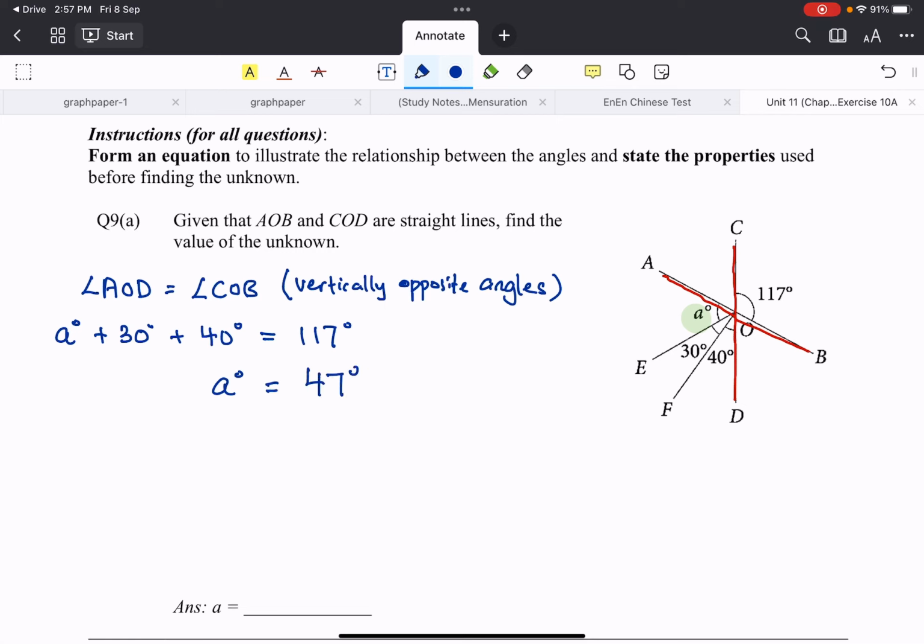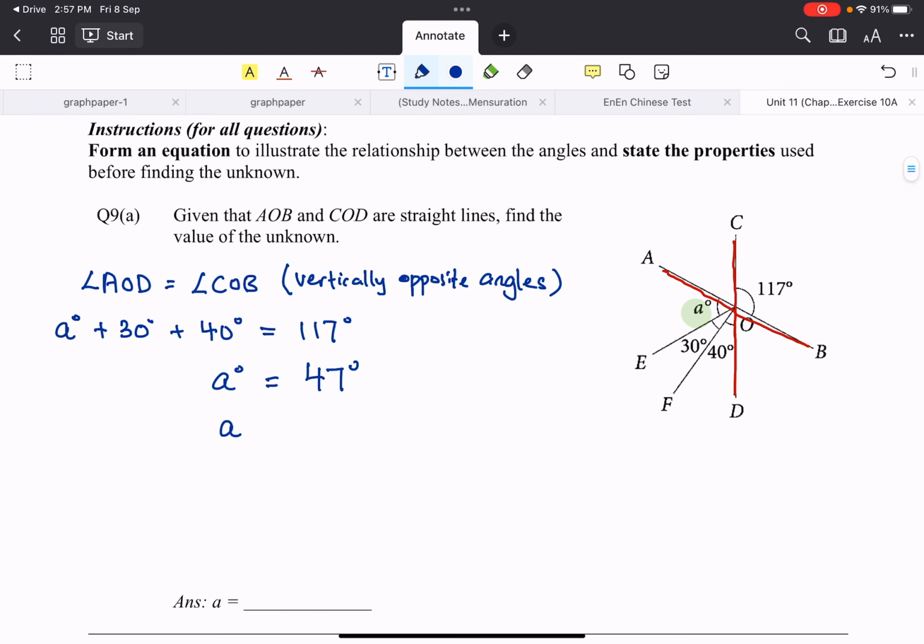Now here, there's a distinction that we have to make. If the question is asking us for the angle, we do have to provide the angle as a certain number of degrees. But in this case, they just want us to find the value of the unknown. They're asking us to find the value of A. So in this case, we can just say that A is the numerical value 47. Alright, so that is the solution for the first one.